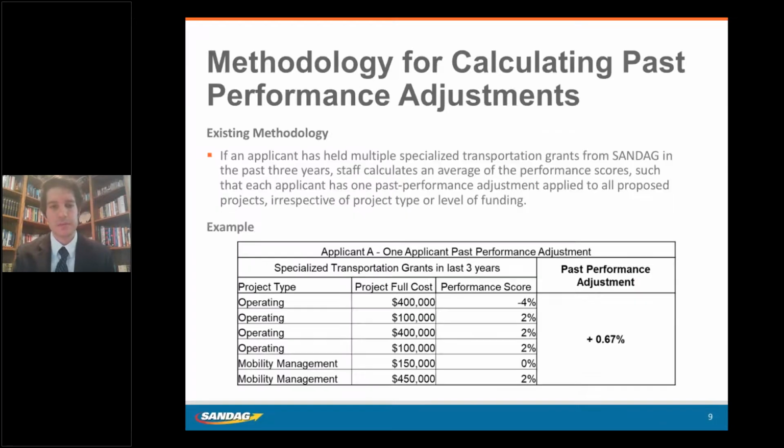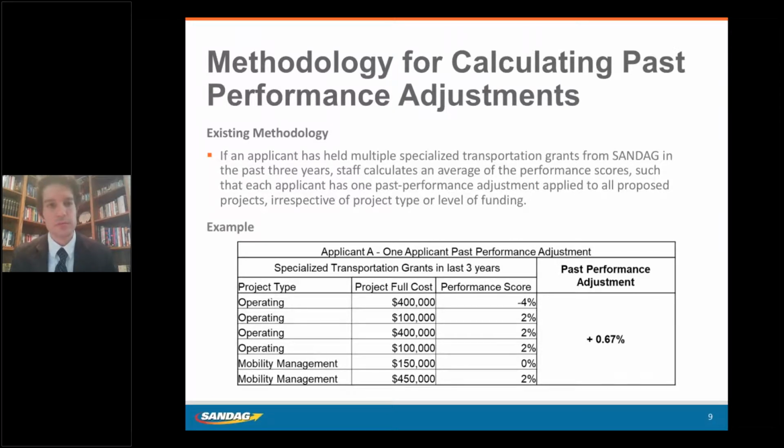Next slide, please. Lastly, staff proposes altering the methodology for calculating past performance adjustments so they tie more to the performance of individual projects by project type and more accurately measure a grantee's actual performance. Currently, if an applicant has held multiple specialized transportation grants from SANDAG in the past 3 years, staff calculates an average of the performance scores such that each applicant has one past performance adjustment applied to all proposed projects, irrespective of project type or level of funding.